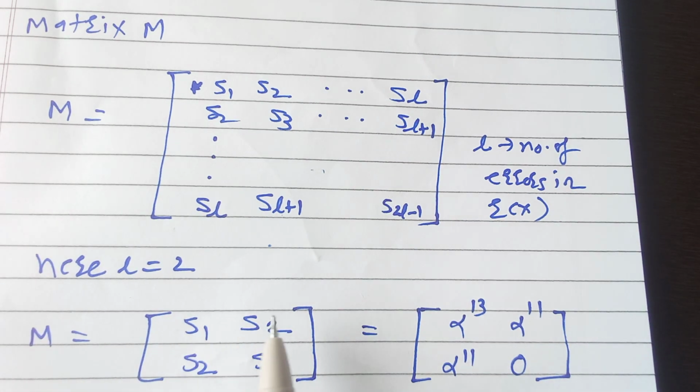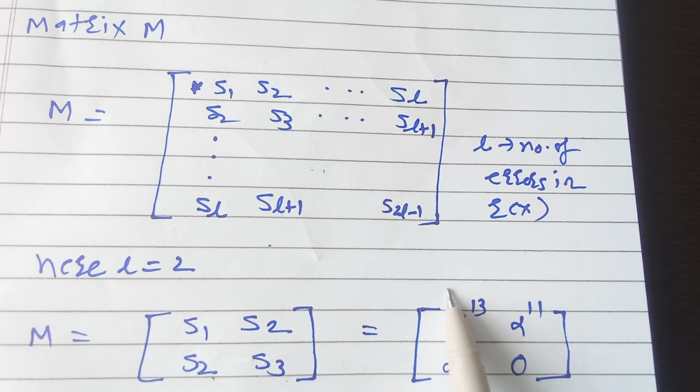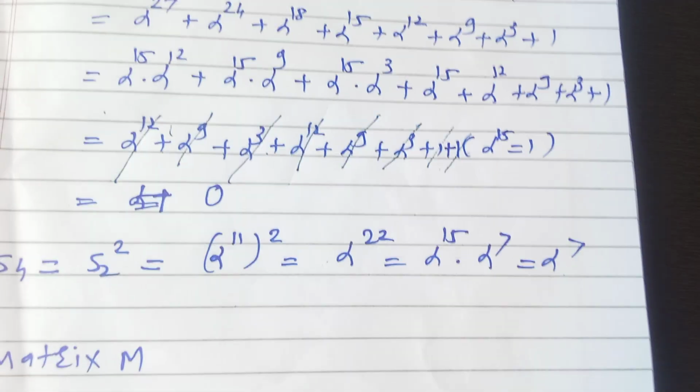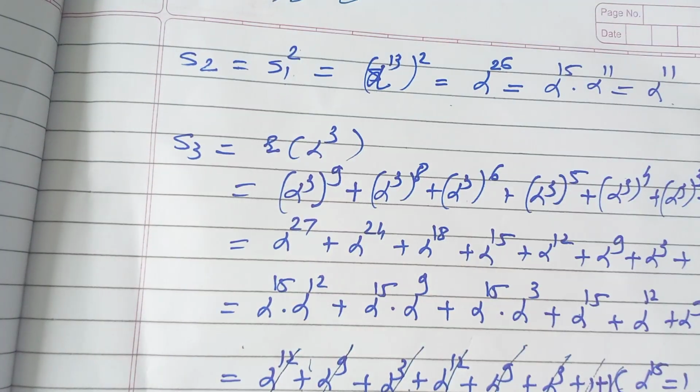So M is equal to S1, S2; L is 2; then S2, S3. 2L minus 1 is 3, since 2 into 2 is 4, minus 1 is 3. So M is: S1 is alpha^13, S2 is alpha^11, S2 is alpha^11, S3 is 0. So this is your matrix M. These are the first two steps of BCH decoding. We will again see one problem with BCH, finding syndromes and matrix M. After that we will see the next steps, so that you will understand each step better.